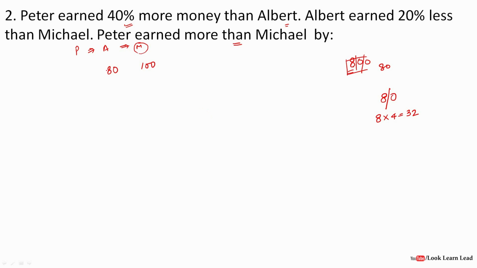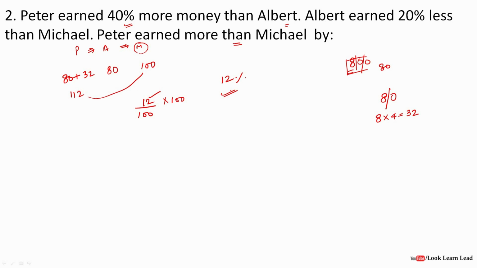So Peter is having 40% more than Albert. So we'll be adding this 80 and 32, which would be equal to 112. Okay, now in the question, how much more did Peter earn than Michael? So it is more than Michael, so Michael would be at the denominator. And what is the difference between Peter and Michael? It is 12. So obviously it is 12%. 112 minus 100 is 12. Seeing this only you can say it, because it is 100 and it is 112. So 12% is the answer.